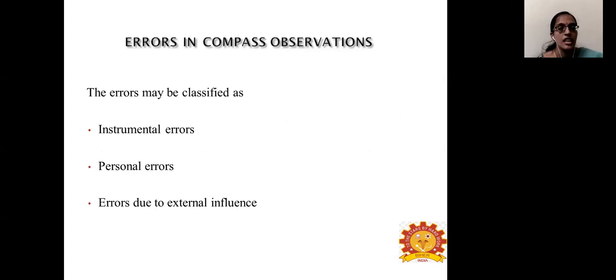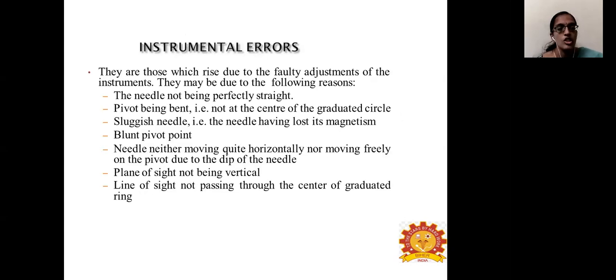So what are the errors that occur in compass observation? There may be a chance of error during compass observation. One is instrumental error, the second is personal error, and the third is error due to certain external influences. Instrumental errors are those which may occur due to the quality and adjustment of the instrument. This may be due to the following reasons. One is when the needle is not perfectly straight, and the pivot and the pointed end of the needle may slightly bend, so it is not at the center of the graduated circle. And the third one is a sluggish needle.